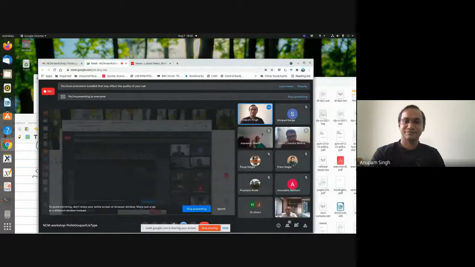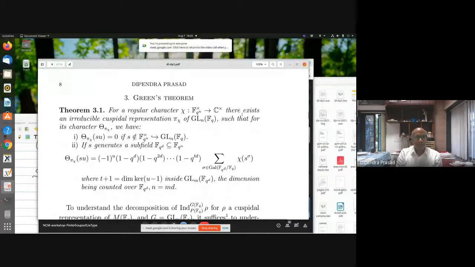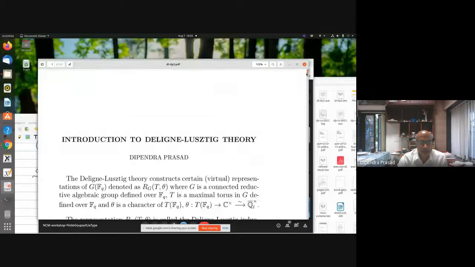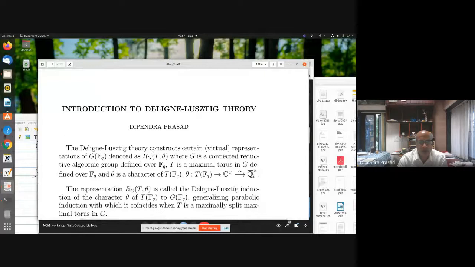All right. So, just to recapitulate, last time I did some generalities. Maybe we can quickly look through the notes. So this is the aim of the Deligne-Lusztig theory: to construct representations of GL_n(F_q) from a torus, a maximal torus in the group. So given a character of the maximal torus, one wants to construct a representation of the group.